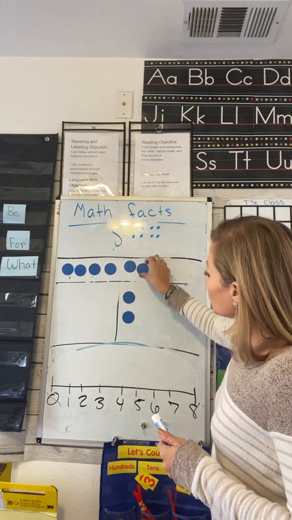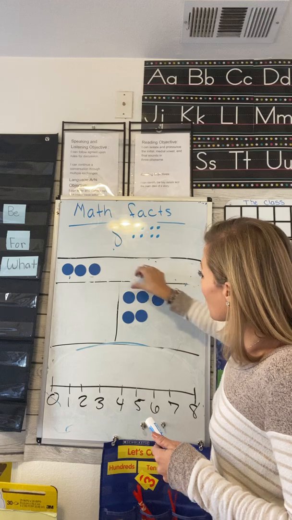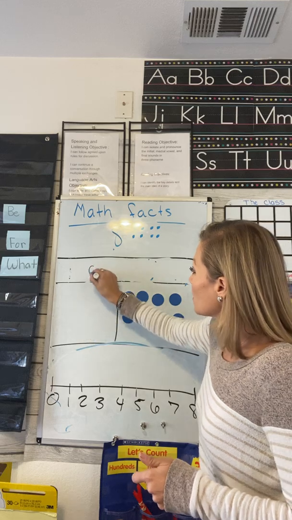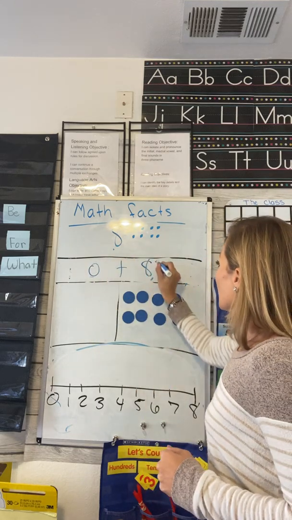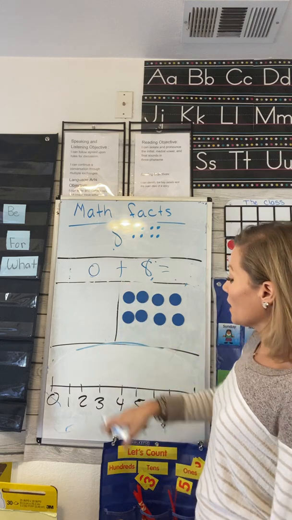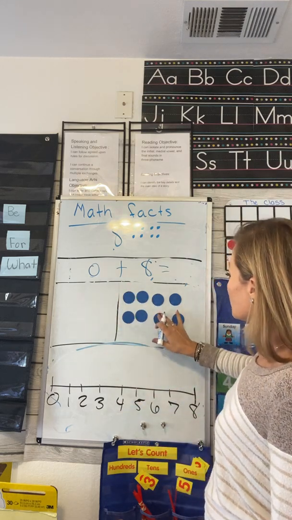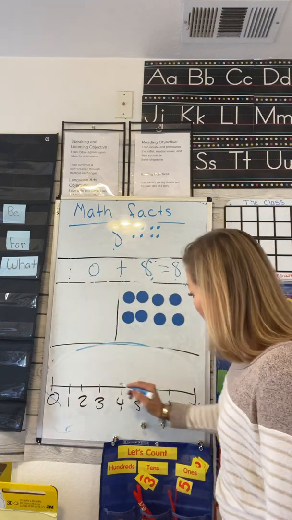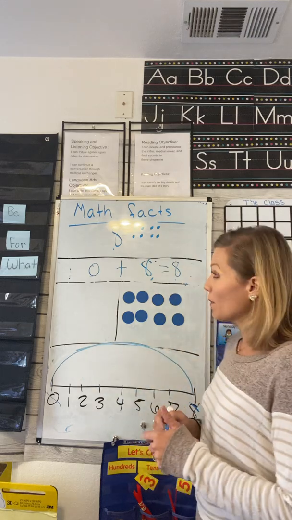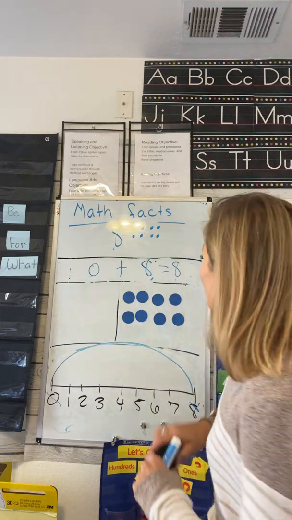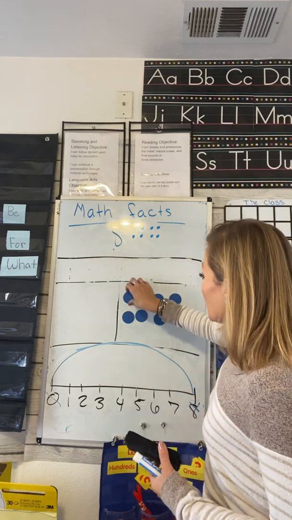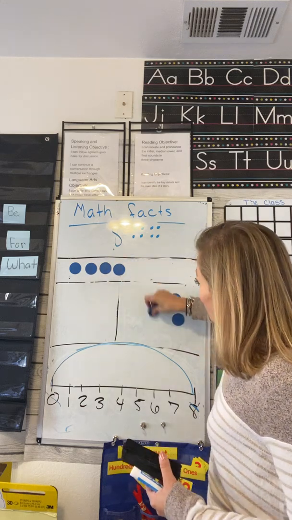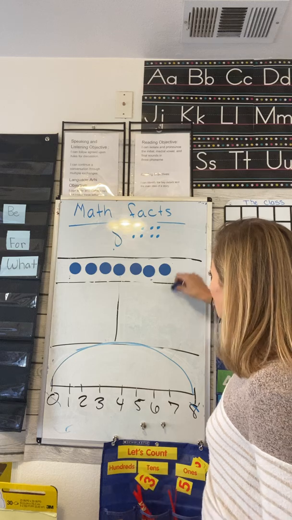So 1, 2, 3, 4, 5, 6, 7, and 8. So 0 plus 8 equals, and now we're going to find out how many in all. 0, 1, 2, 3, 4, 5, 6, 7, 8. 8 in all. Cross off my 0, my 8 on my number line, and make my rainbow. My next math fact is going to be the very next number that comes on my number line, which is the number 1. Move all my manipulatives up to the top, and then start on my very next math fact.